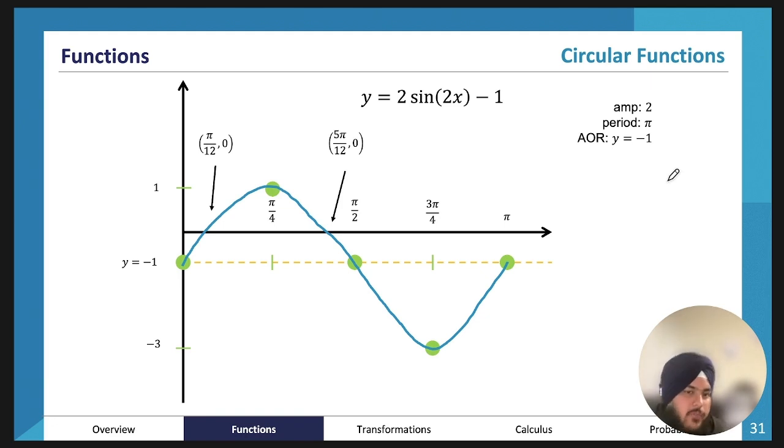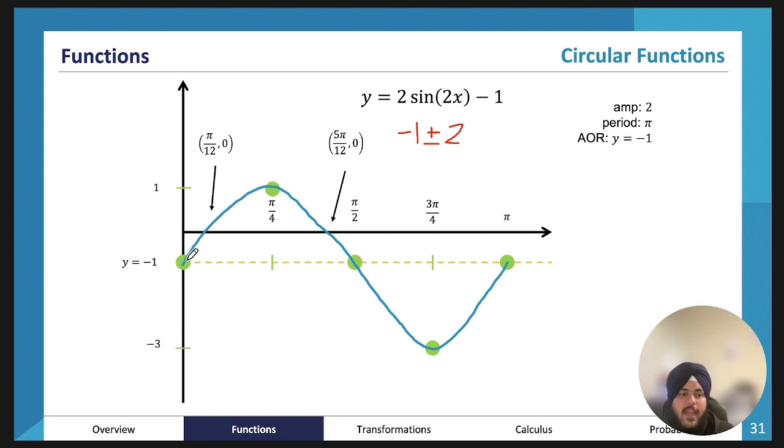Okay, so here's an example of the function y equals 2 sine 2x minus 1. First step, determine the amplitude, period, and the gap value, as well as the y-intercept. Once you've determined those, you need to determine your maximum and minimum values. To do that, you take the constant, and then you plus or minus the amplitude. So minus 1 plus 2 is positive 1, minus 1 minus 2 is negative 3.